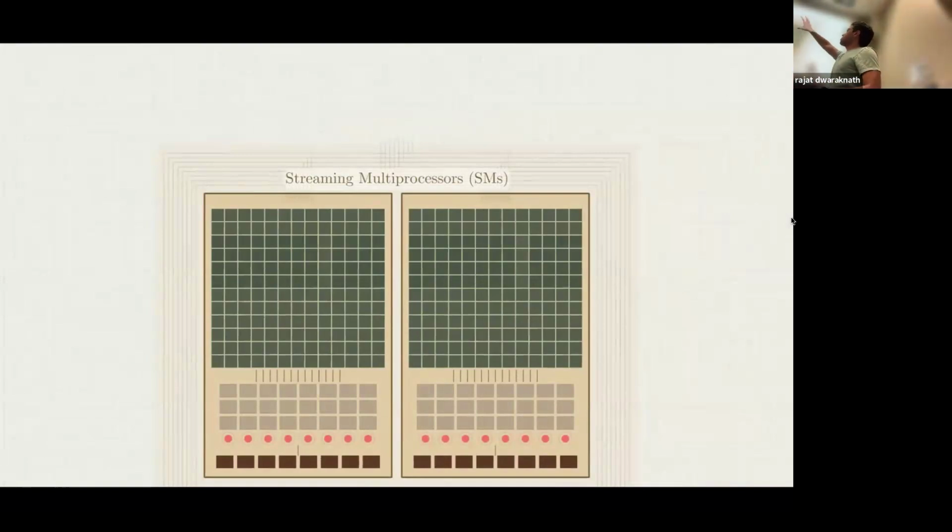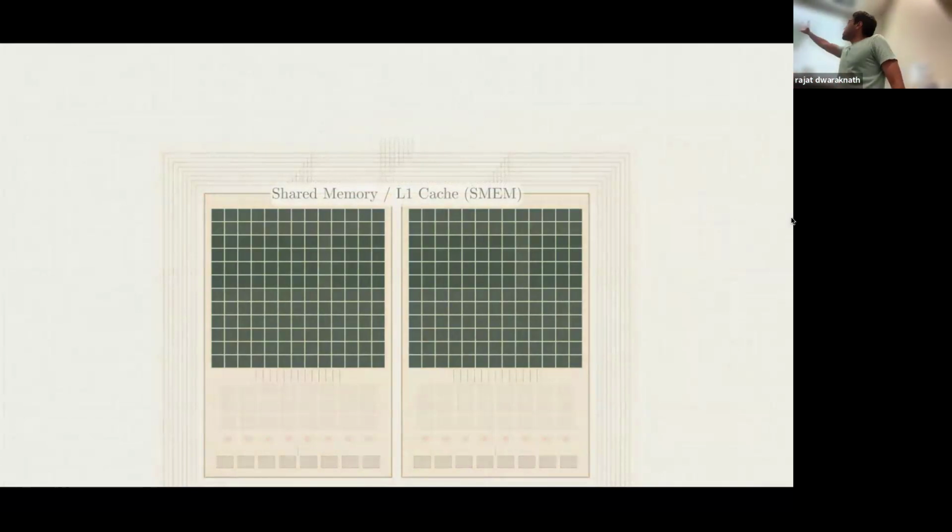What you should think about is each streaming multiprocessor is a little mini full-blown computer with a lot of parallel compute capability, right? Now, I'm showing two of them. The actual 4090 has 128 of them. Within the streaming multiprocessor, we also have some more memory, okay? This memory is called the shared memory. It's also called the L1 cache. Fundamentally, it's different from the global memory in the sense that it's much faster to read and write from it, but it's much smaller.